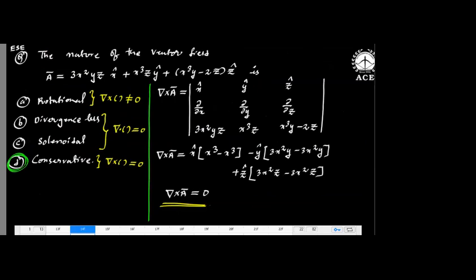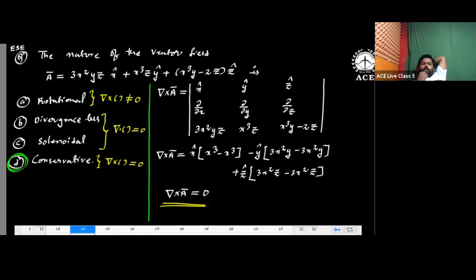Sir, how have you neglected the options B and C? Divergence-less means divergence is equal to 0, isn't it? Yes, sir. Solenoidal also means divergence 0. Answer cannot be B and C. It is a multiple choice question. Any one of them can be the answer. Isn't it? Yes, sir. I'm comfortable. Yes. Any more questions?